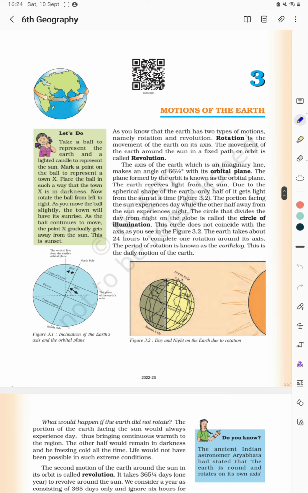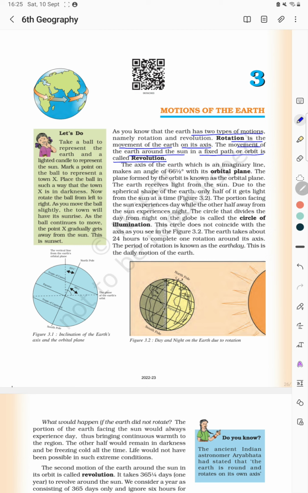So let's start. As we all know, earth has two types of motion. One is rotation and the other is revolution. Rotation is the movement of earth about its own axis. And the movement around the sun in a fixed path or orbit is called revolution.